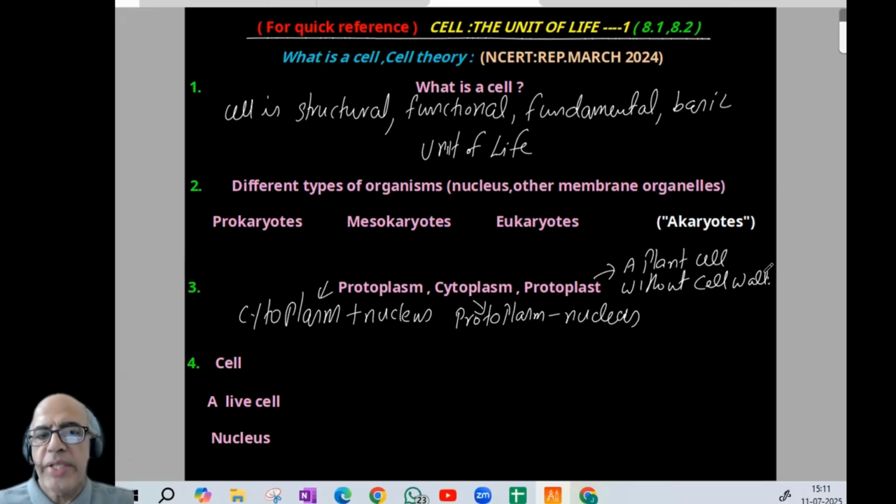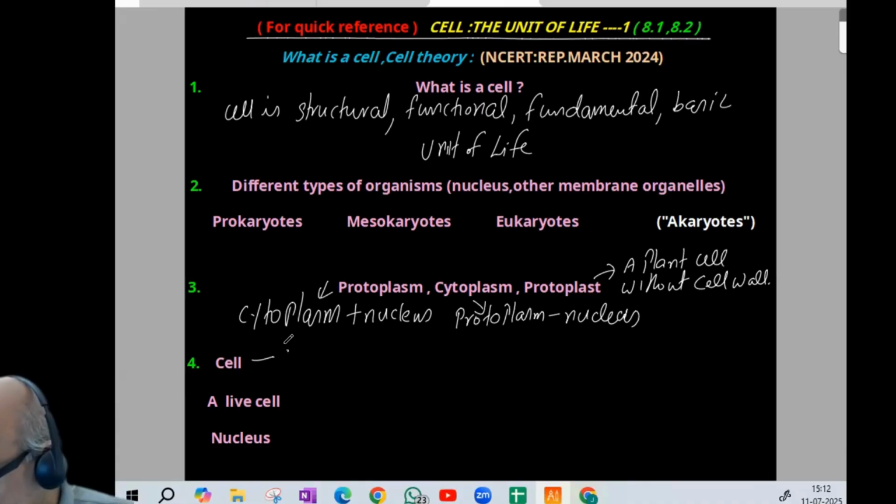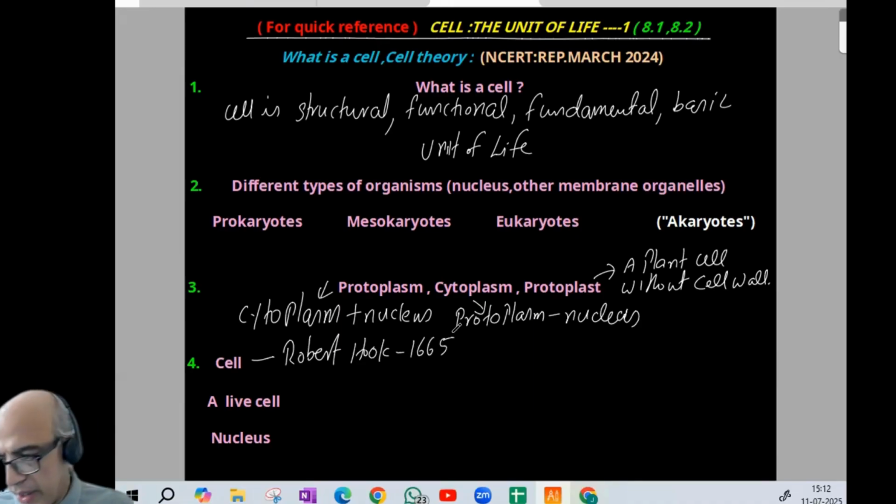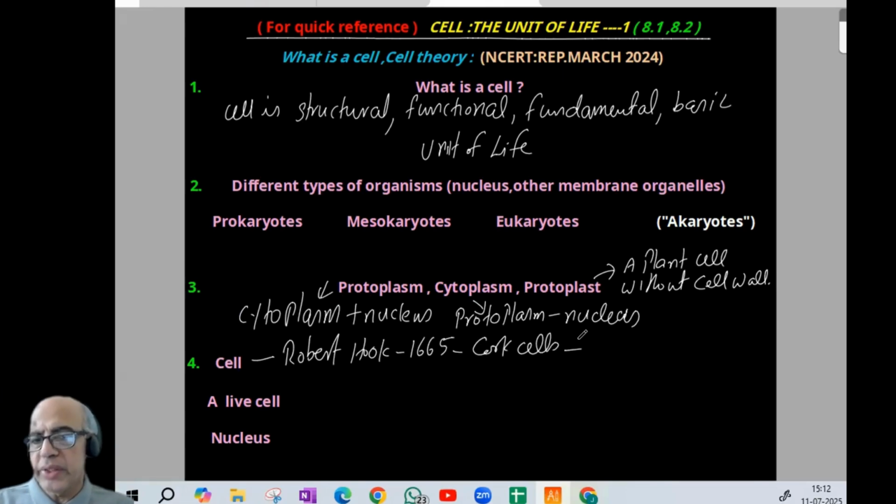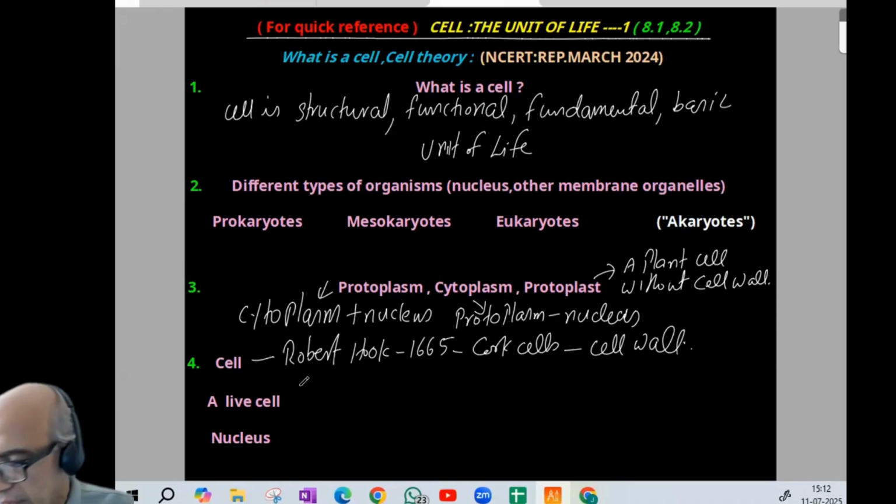Now we can proceed to the idea of the cell. When we say cell, it means a box, a closed system. This is concerned with the famous scientist Robert Hooke, 1665 is the year. He worked on cork cells, where he observed honeycomb-like cells. What he observed, these rooms or cells, were normally the cell wall. A live cell was first observed by Anton von Leeuwenhoek.